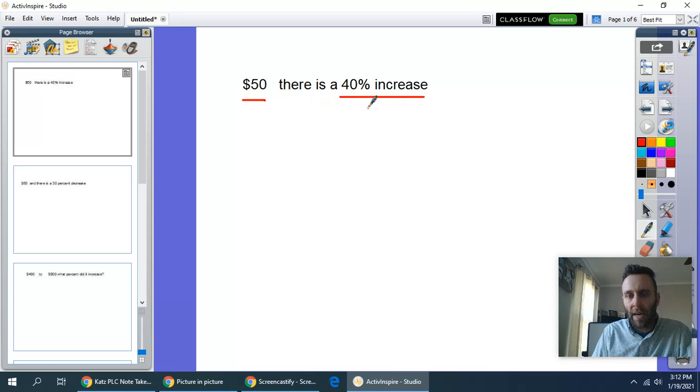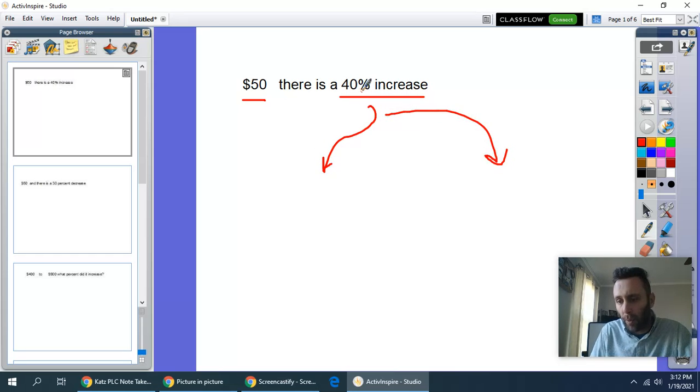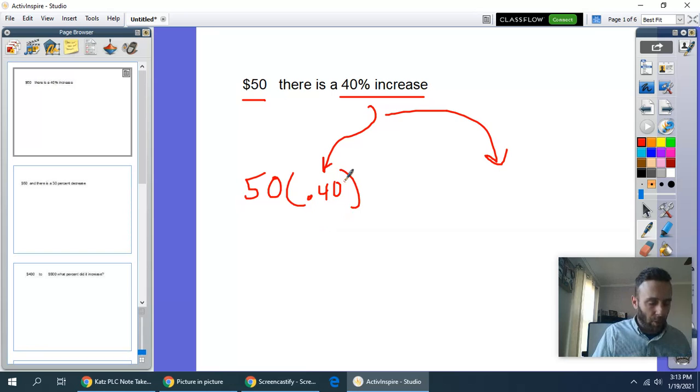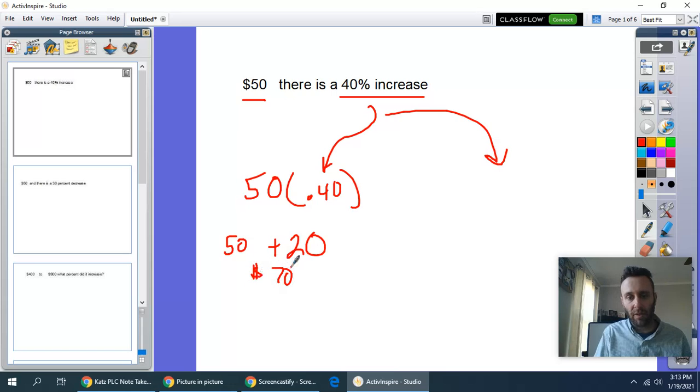There are two ways that you have to know how to do this problem, and you get the same answer. First of all, if there's a 40% increase, one way is that if you take a percent of a number, you get an answer. So if you wanted to find 40% of a number, you can do 50 times 0.40. When you do 50 times 0.40, you get 20. What that is, though, is you just found 40% of $50, but it's an increase of 40%. So you would have to add this to the original amount of 50, and you get an answer of $70.